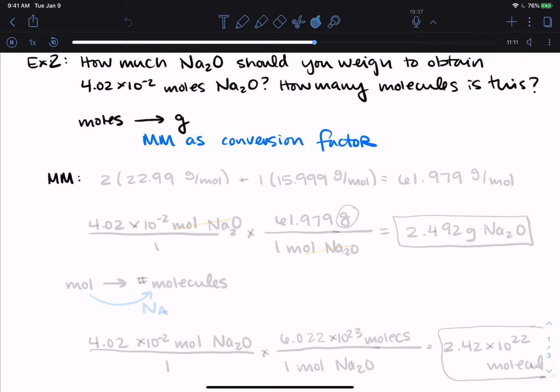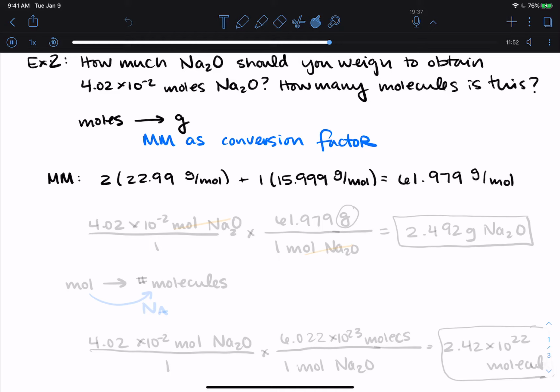I'm going to set it up in a different format. This is a little bit faster to write out. It's definitely a lot faster to plug into your calculator. So the sodium, I had 2 of them, and each sodium weighs 22.99 grams per mole. And I've got 1 oxygen, obviously you don't have to write the 1 there, times 15.999 grams per mole. And when I add this up, I get 61.979 grams per mole for my entire molecule.